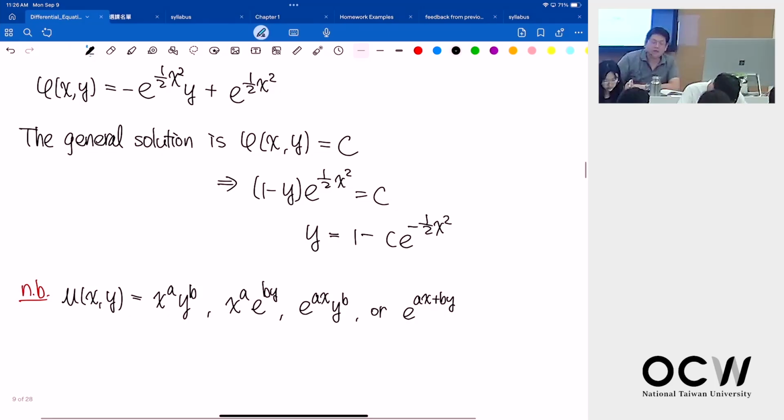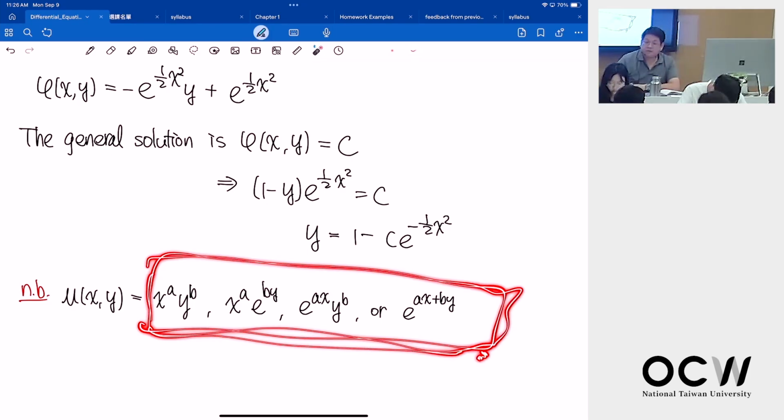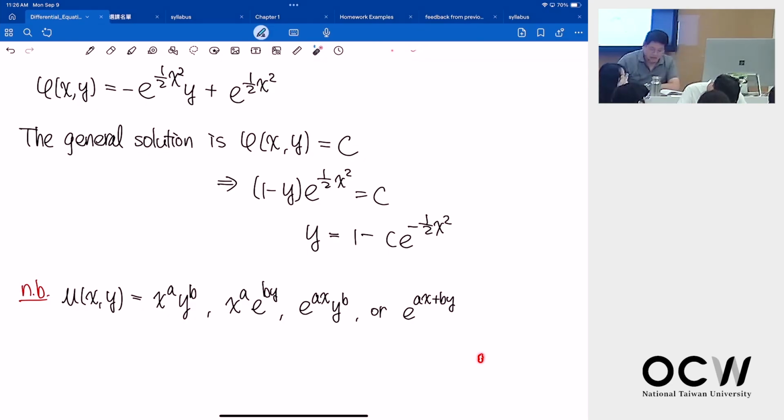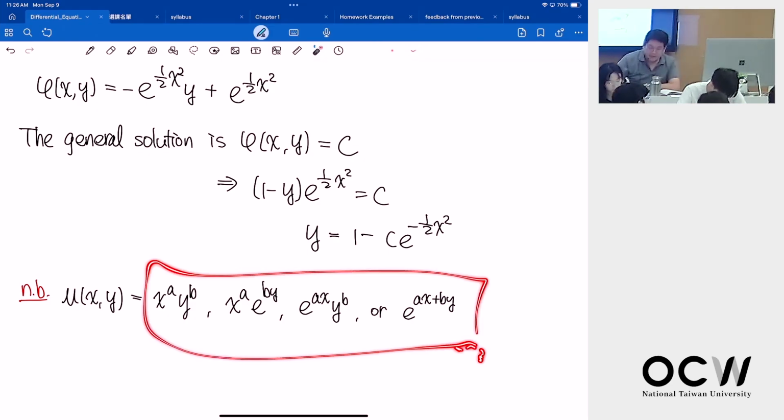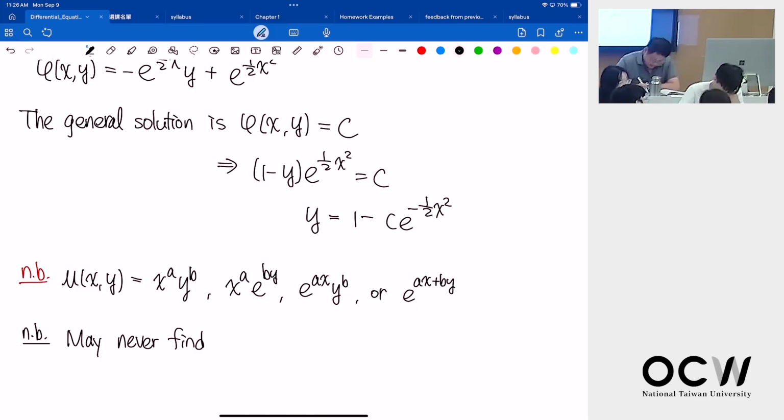You can also guess using these options to see if the function is exact. And once you use this or more than that, you still cannot find the exact ODE. That may happen. So you may never find an integrating factor.